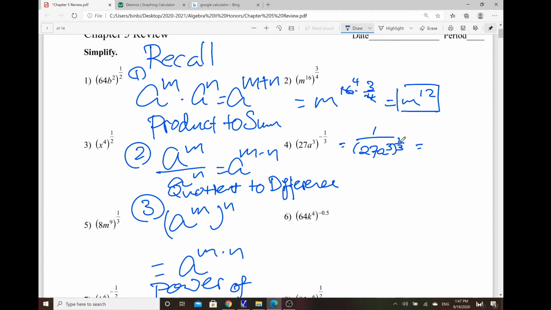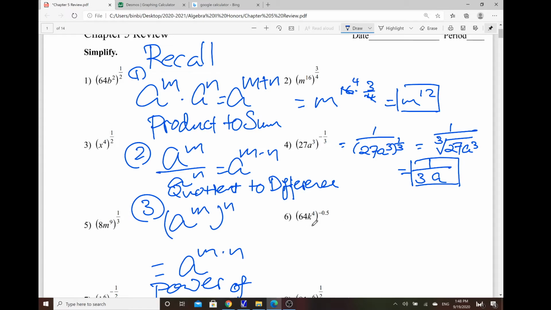And then from here, we can use the exponential form. So from the exponential form, you can convert it back to the radical form. So it's 1 over the cube root of the whole base here, 27a to the power of 3. So one thing that we notice, cube root of 27, that's 3. And then cube root of a to the power of 3, that's a. So it's 1 over 3a.